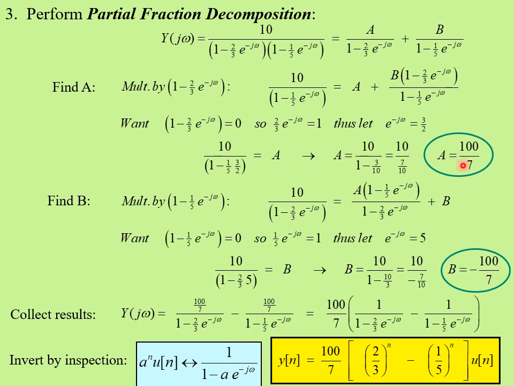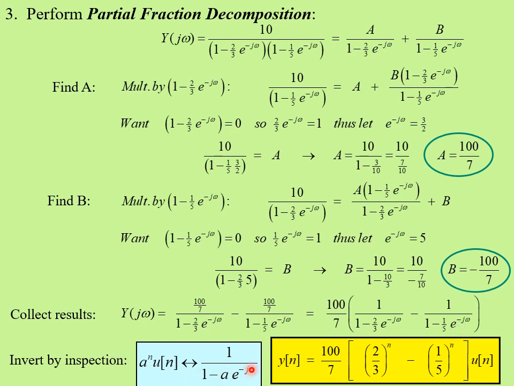So now I can take these two results that I circled here and substitute them back in for A and B. Here's the 100 over 7, here's the minus sign, and here's B, which is negative 100 over 7, because there's the minus sign. Let's take out that 100 over 7 out in front, and what's left inside is 1 over 1 minus 2/3 e to the minus j omega, minus 1 over 1 minus 1/5 e to the minus j omega.